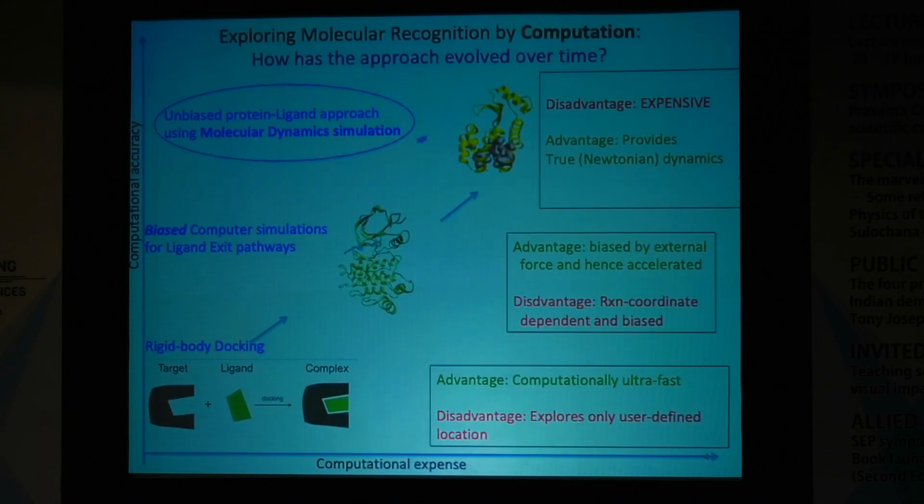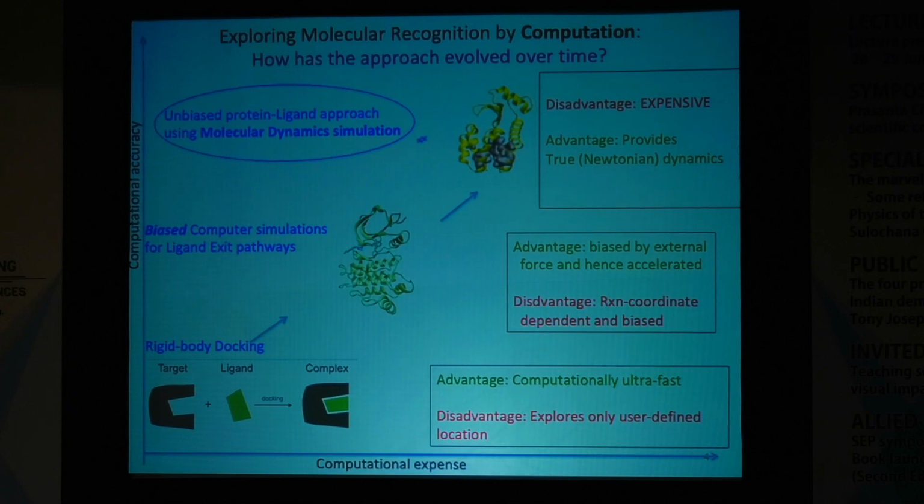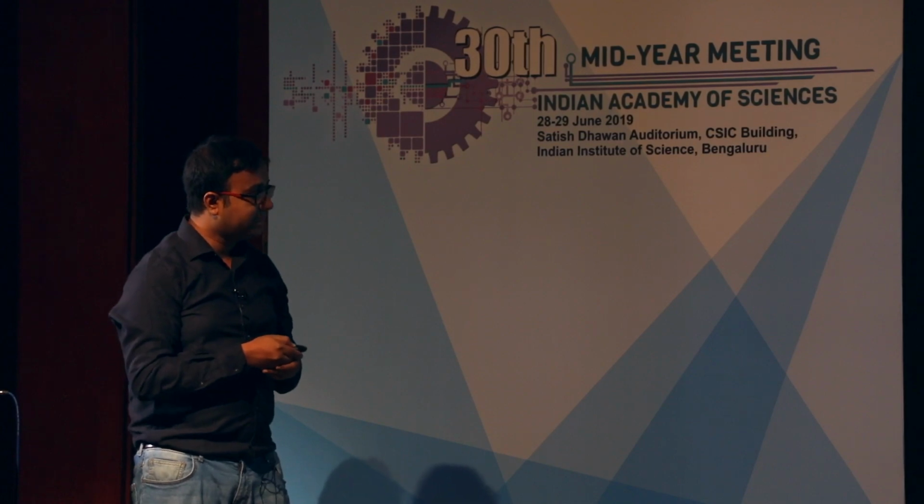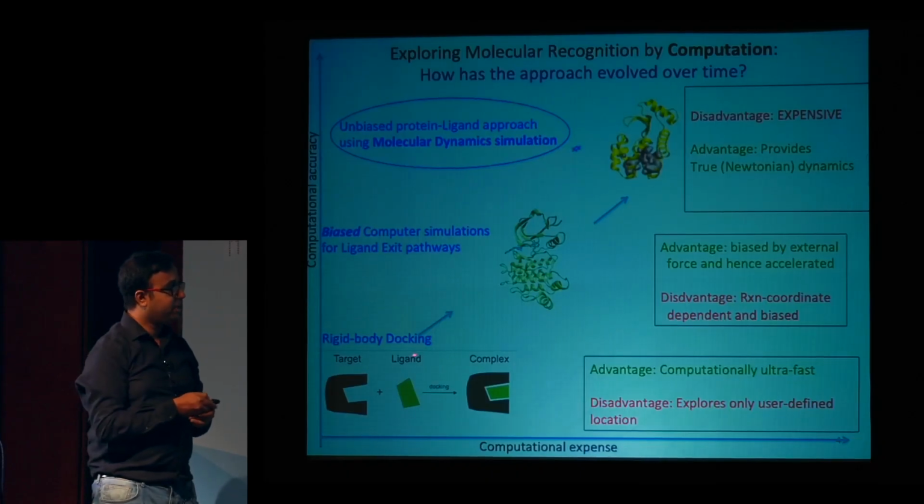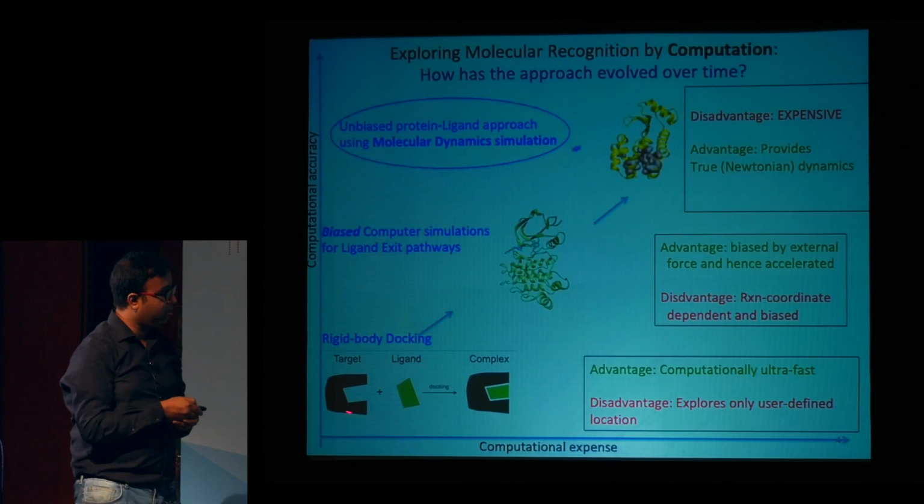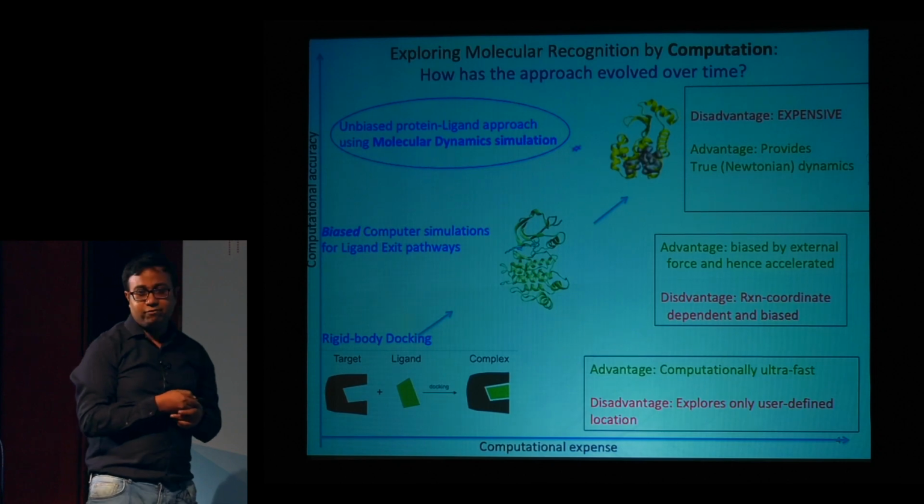But has this approach been there for a while or not? To assess this, I am schematically plotting two things. On one axis you have computational expense, that means whether you need large, good computers, and on the y-axis you have accuracy. The most popular technique, which is prevalent in the community, is called rigid body docking. Here you have a target, which is the protein cavity. One tries to sample around the target with different candidate ligands and see whether they can fit in that particular target.